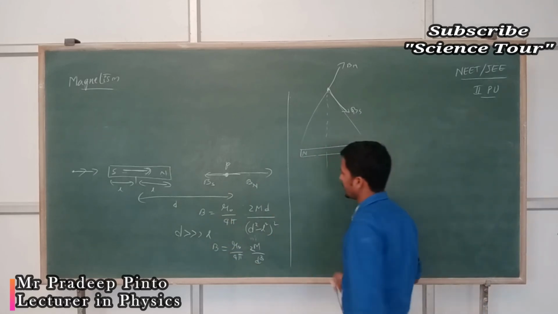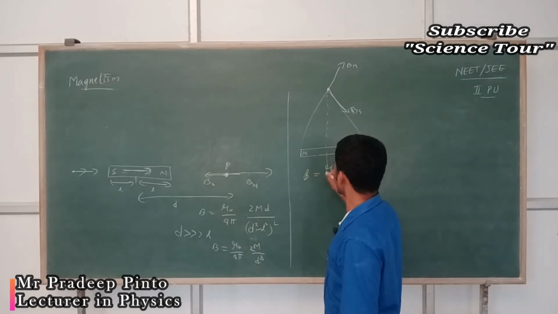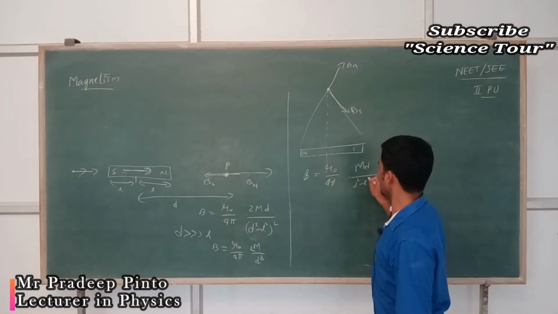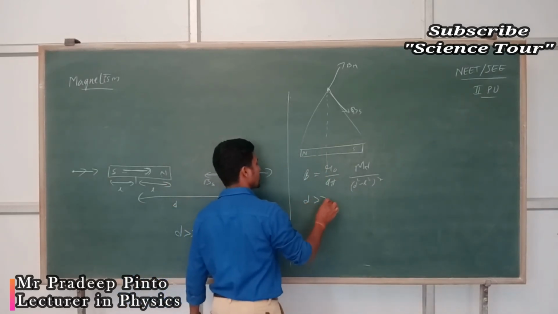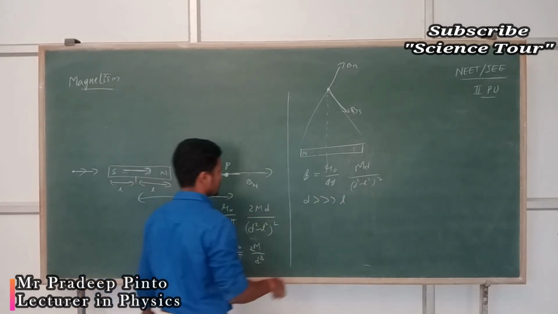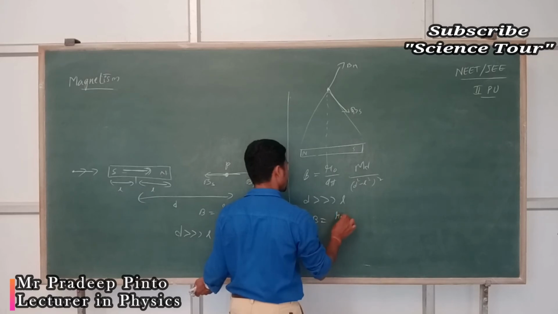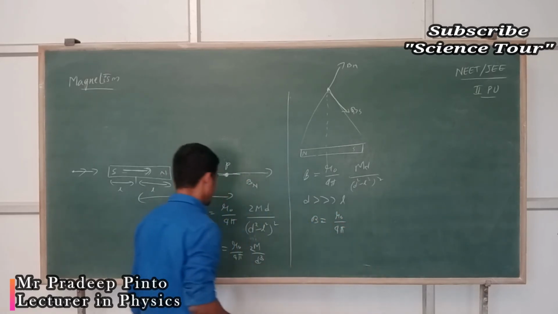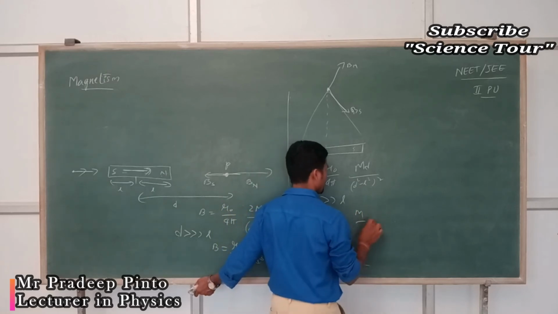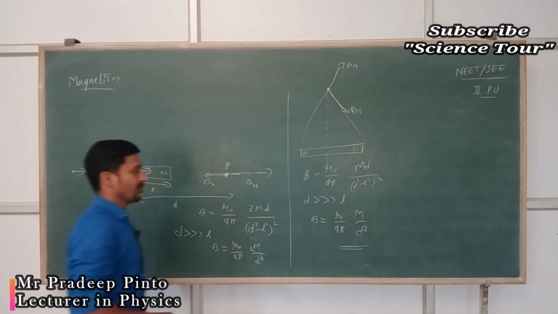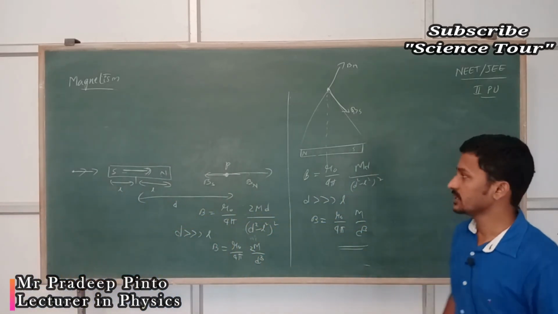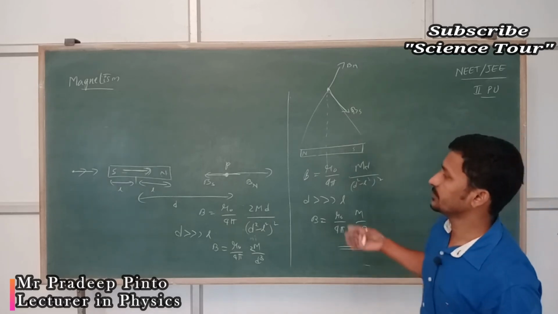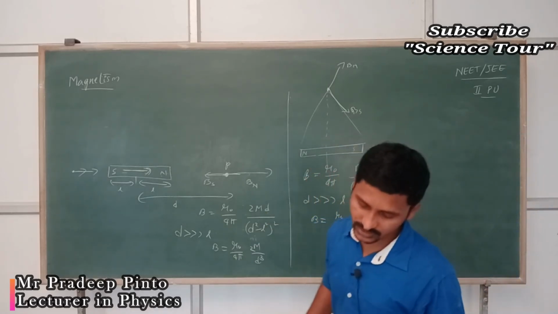It is 1 time, not 2 times. B equals mu naught divided by 4 pi into m d divided by (d square minus l square) to the power square. Now, if d is very much greater than l, then B equals mu naught divided by 4 pi into m by d cube. That is what we have written for electric charges and electric field also, with a little bit of variation here.